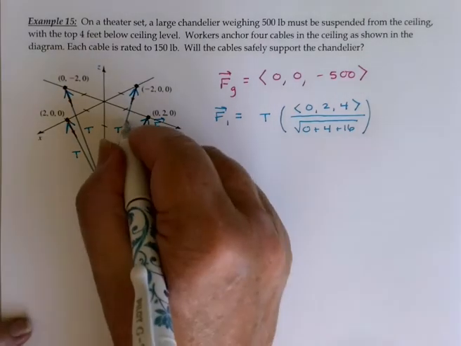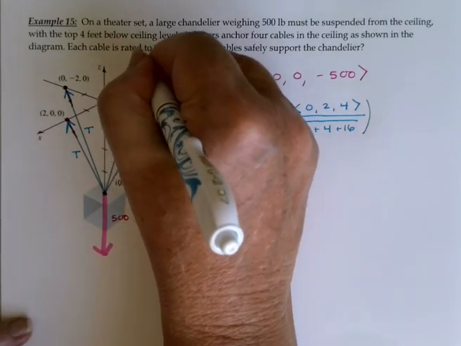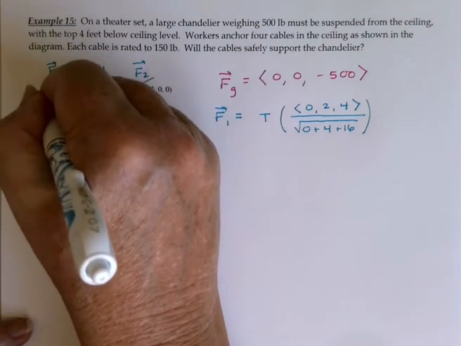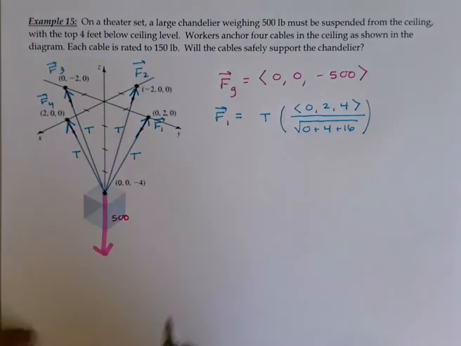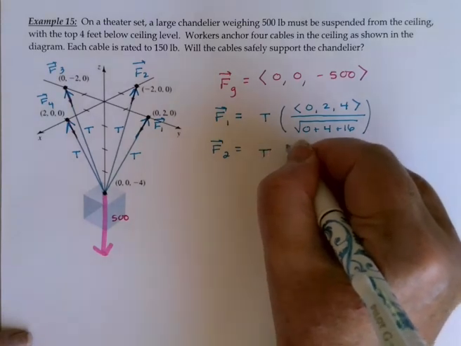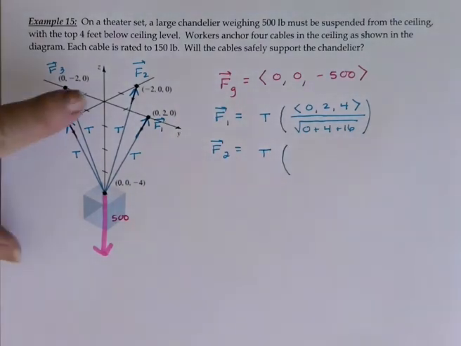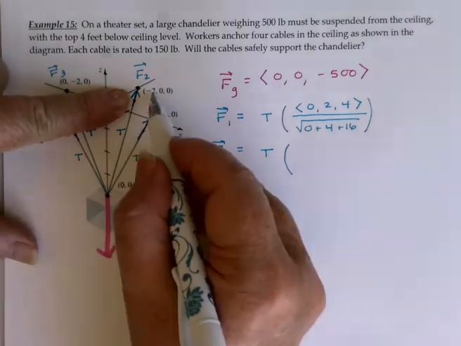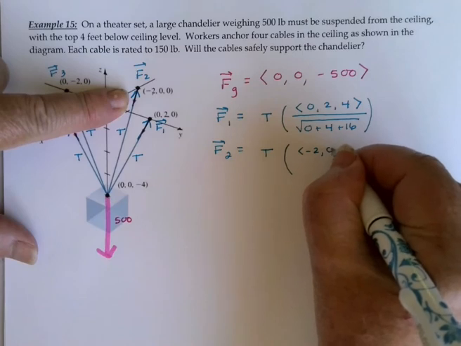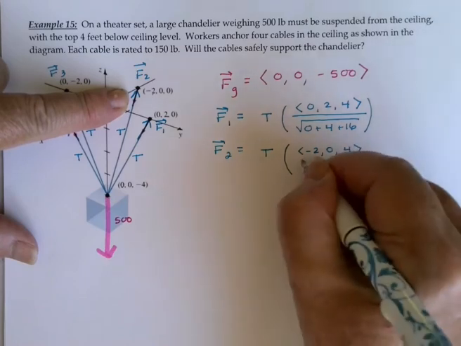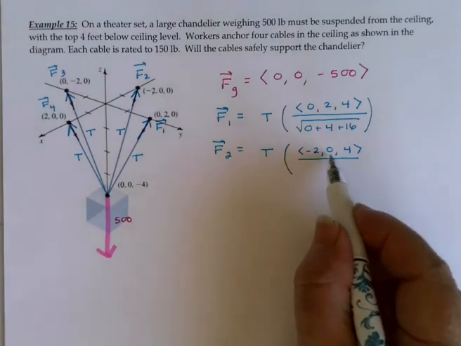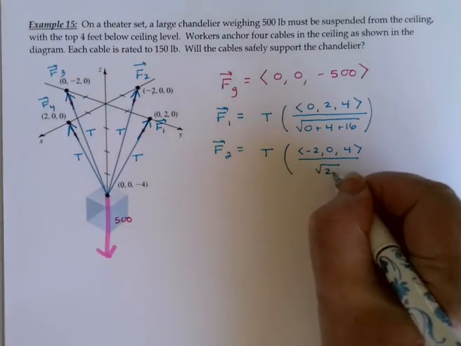Let's do the same for F2, F3, and F4. Tension is going to be T again, times the unit vector in this direction. Take terminal minus initial. This time that's going to give me negative 2, 0, 4. And notice that the denominator is going to be the same, right? Square root of 4 plus 0 plus 16 is just the square root of 20.